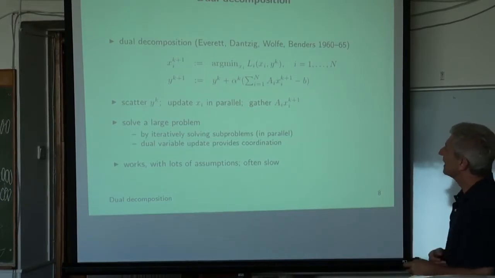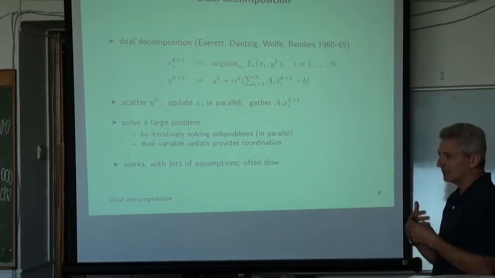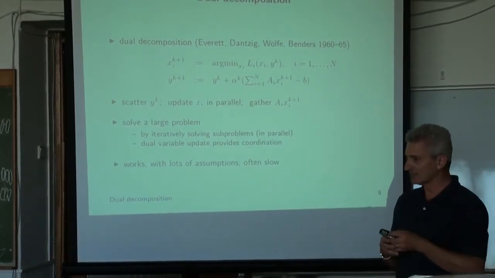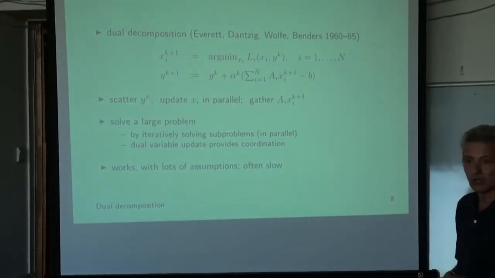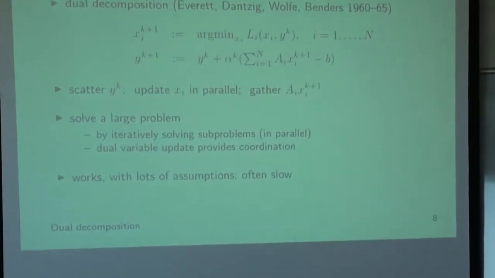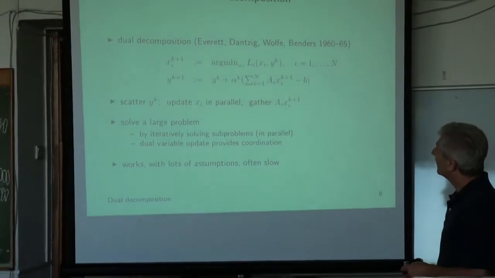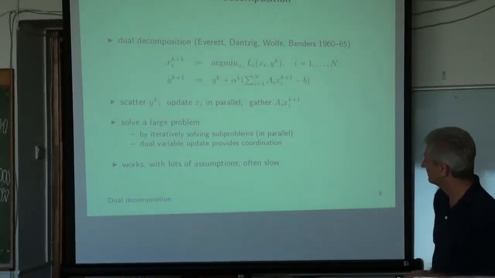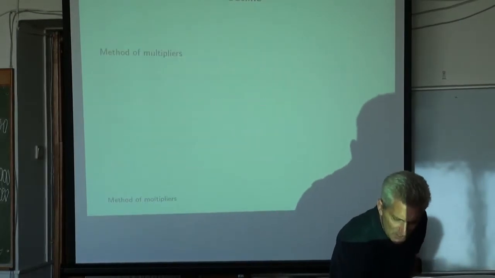Okay. So the idea is you're solving a large problem by solving all these subproblems in parallel, and then you collect, you gather. That's a gather right here, or an all reduce, if you know what that is. That's what it's called in modern language. And then you scatter the y. This works, but with lots of assumptions, and it's often slow.